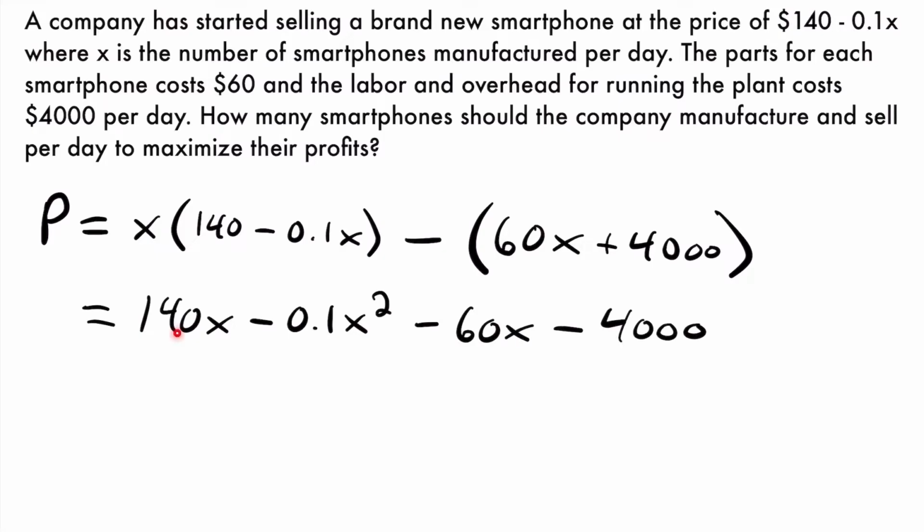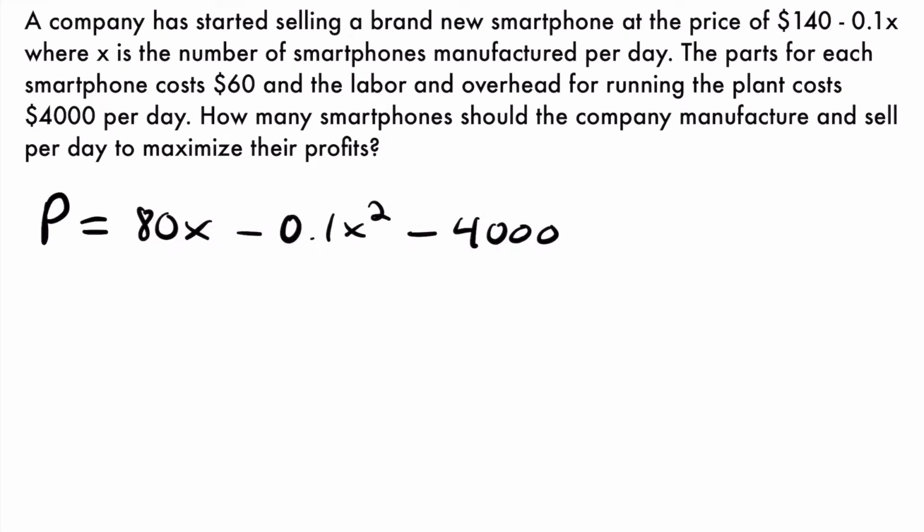Now we have two like terms here, 140x and negative 60x, that we can combine, and they will become positive 80x, right? 140 minus 60 would be positive 80. And so we'll have that the profit is equal to 80x minus 0.1x squared minus 4,000. And so now we have a simplified version of this profit equation that we can use to optimize the profit in this scenario. And so once again, I'll clean up our work.